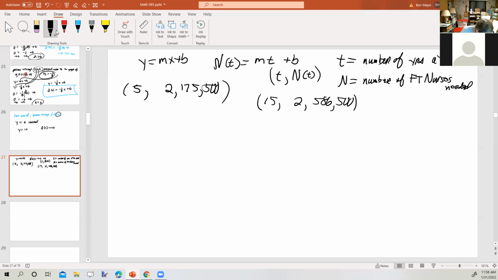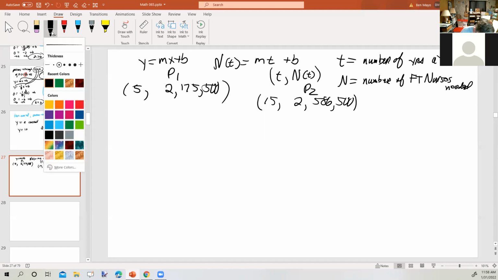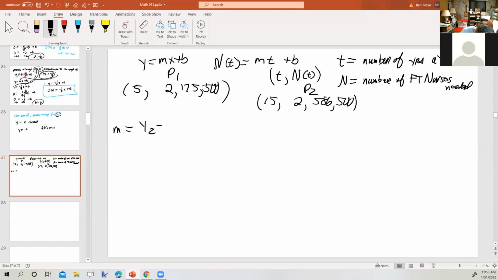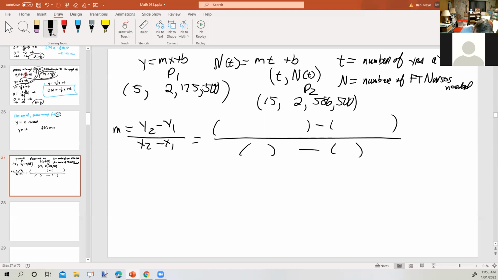All right, so let's find the slope. We'll call this point 1 and this point 2. So y2 minus y1 over x2 minus x1 is going to be that over that. Y2 is 2,586,500. Y1 is 2,175,500. Let's move that parentheses over there. And then on the bottom, x sub 2 is 15, x sub 1 is 5. Calculator time.